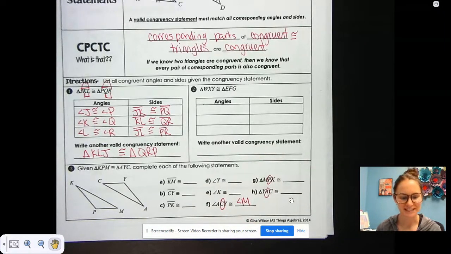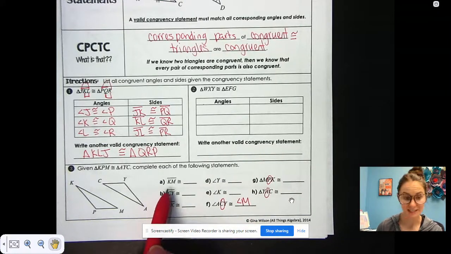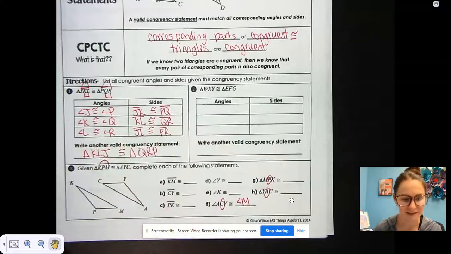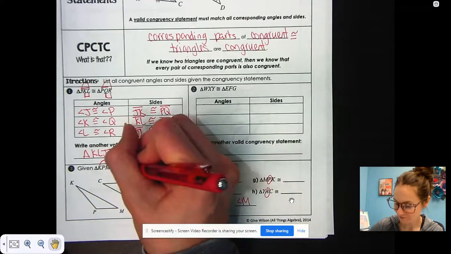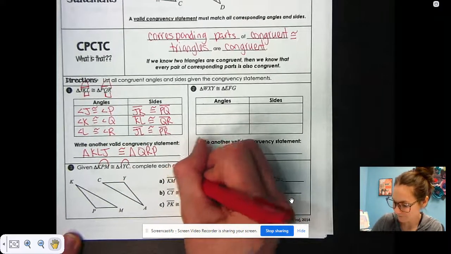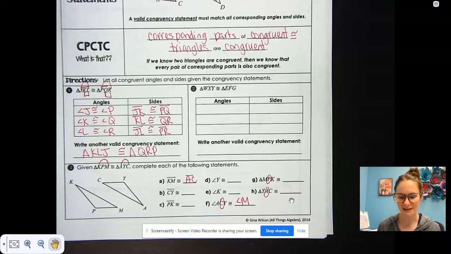So you're filling these out. What's congruent to KM? Well, K is my first, M is my last. First, last, AC. So you're filling the notes out like that. All right, good luck, guys.